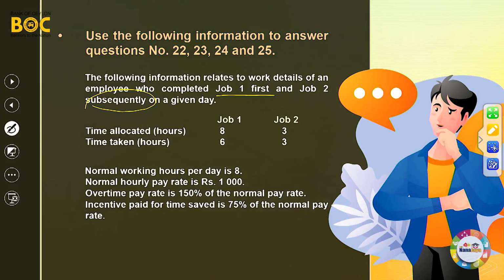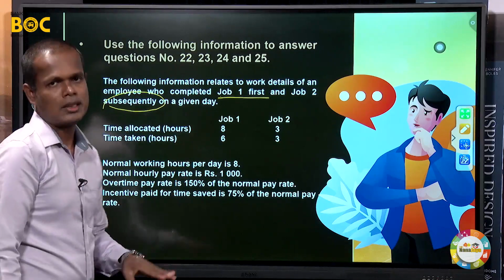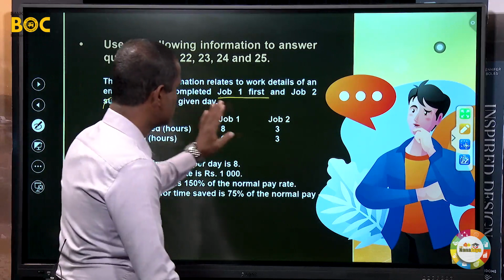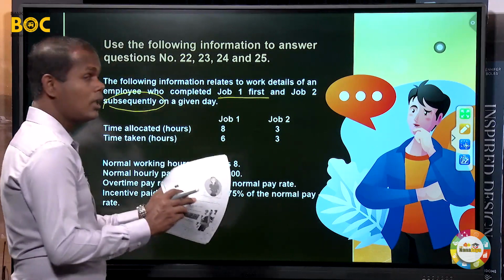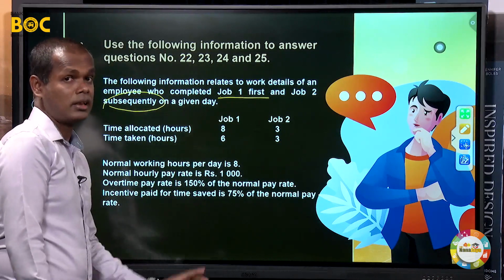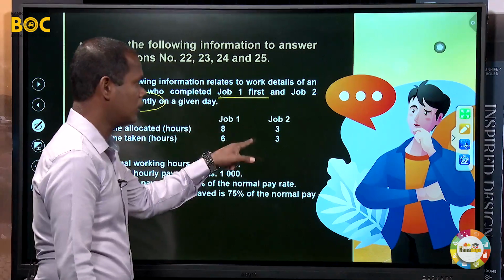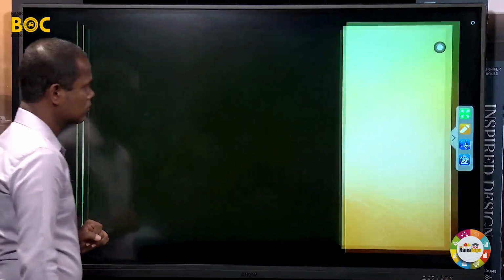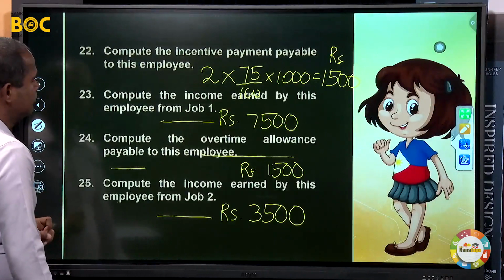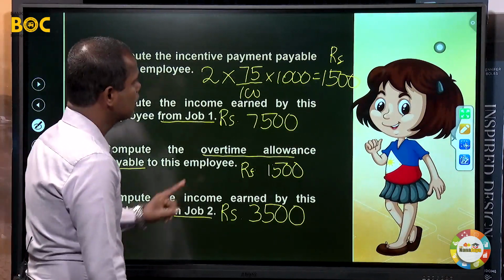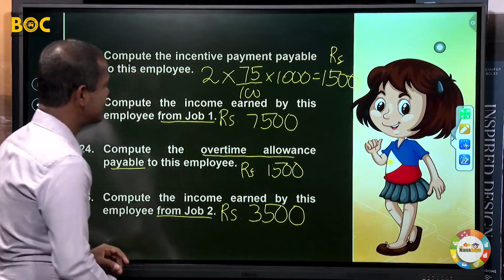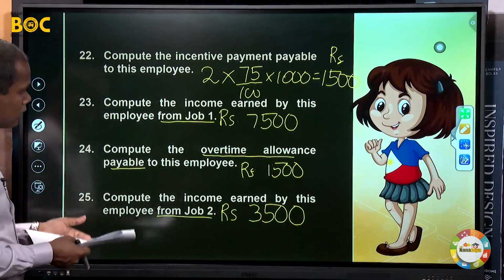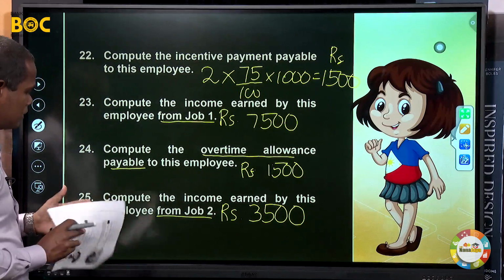This is very important. Job 1 first and job 2 subsequently. He has not been doing both jobs parallelly. Then overtime is specifically for the second job. The answers are 1,500, 7,500, 1,500 and 3,500.